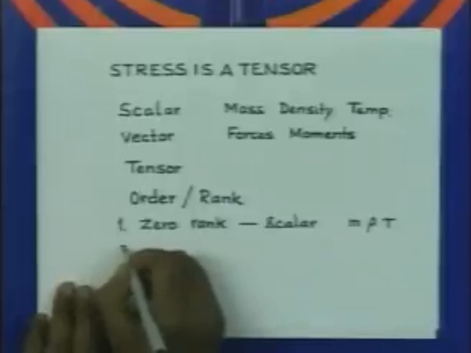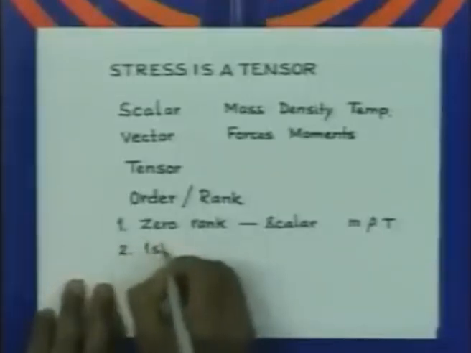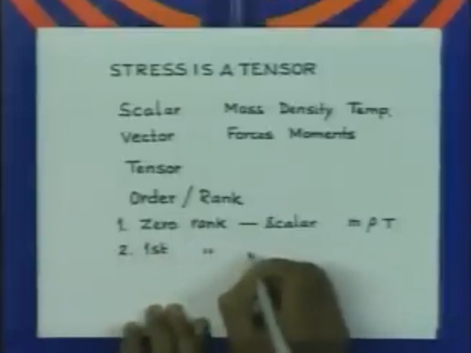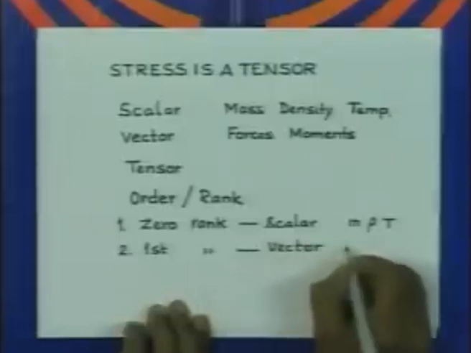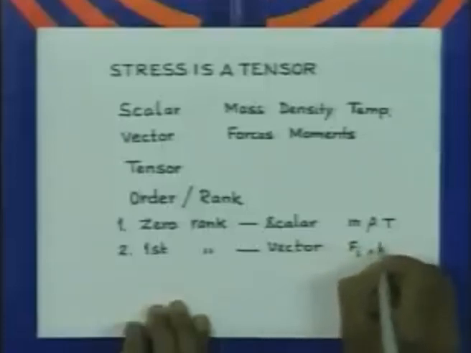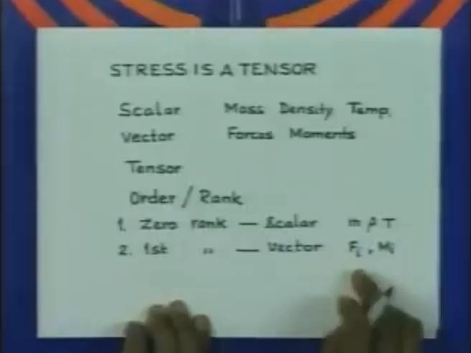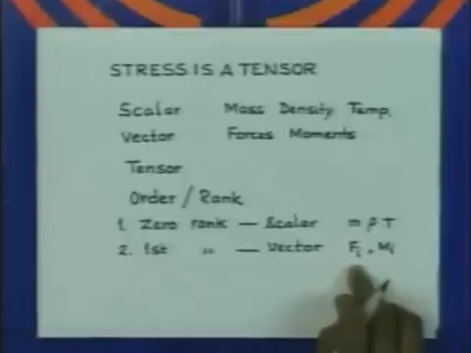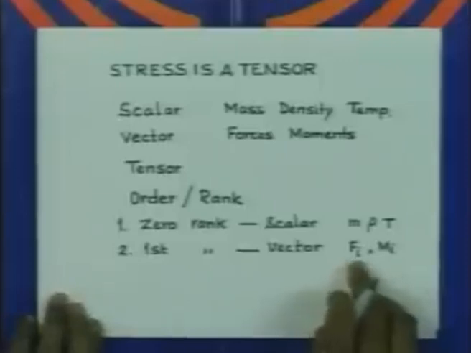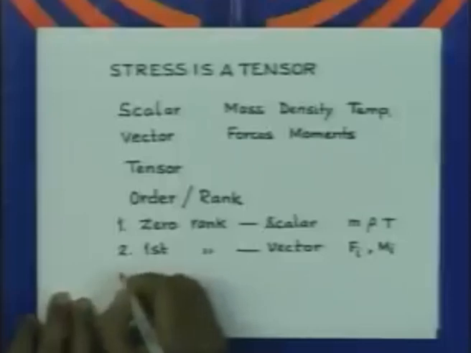Then we have first rank tensor. They are nothing but vector. We can represent them by symbols like Fi, Mi. Fi, in the case of 3 dimensions, I can have 3 components, one in the x, then in the y and z direction. So therefore there are 3 components. So they have magnitude plus the directions, and there is one index to indicate the first rank tensor.